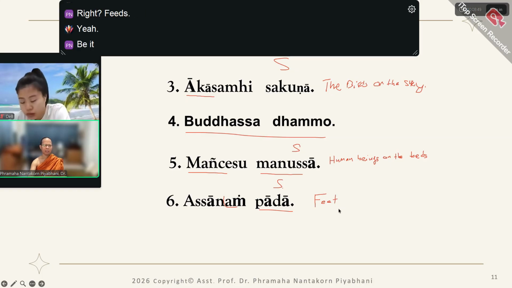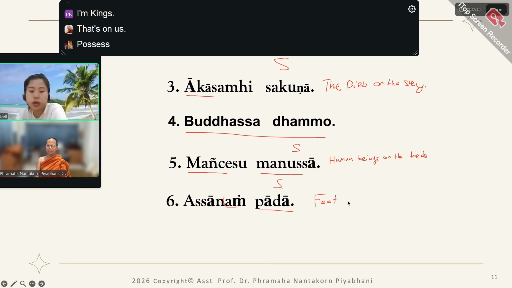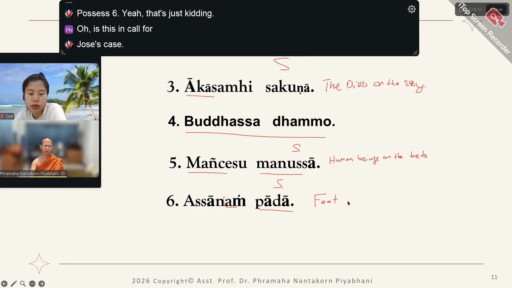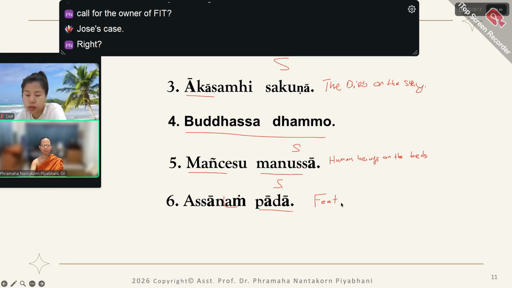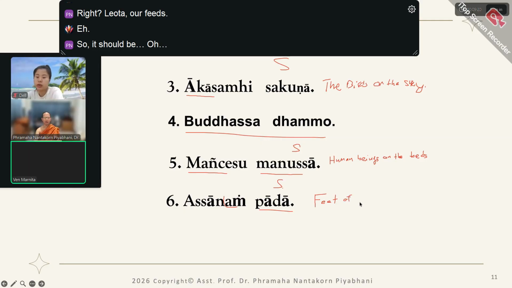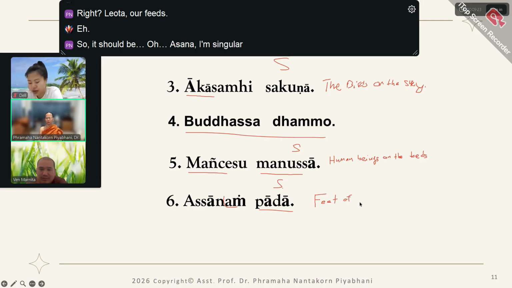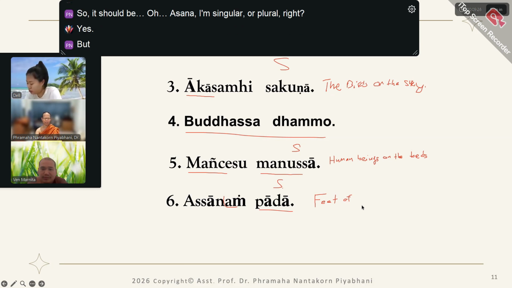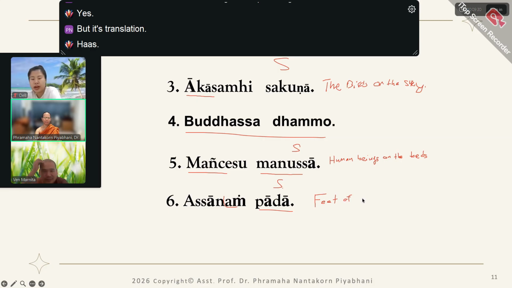What is assanam? Horse. What case is assanam? Accusative. Yeah. Assanam case. Possessive. Yeah, that's his case. Possessive case. It calls for the owner of feet, right? The owner of feet. So it should be of. Assanam singular or plural, right? Yes. What is the translation? Horse. Feet of horse. The horse.